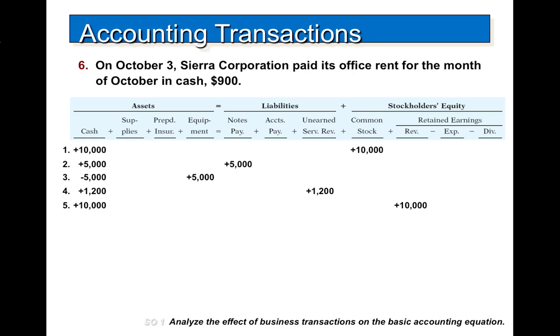6. On October 3rd, Sierra Corporation paid its office rent for the month of October in cash, $900. So the accounts that are affected are going to be the cash account and rent expense. Paying cash decreases how much cash we have, and then we have to subtract the expenses over here, so they will both be minus. They're on opposite sides of the equation, so it will still equal.